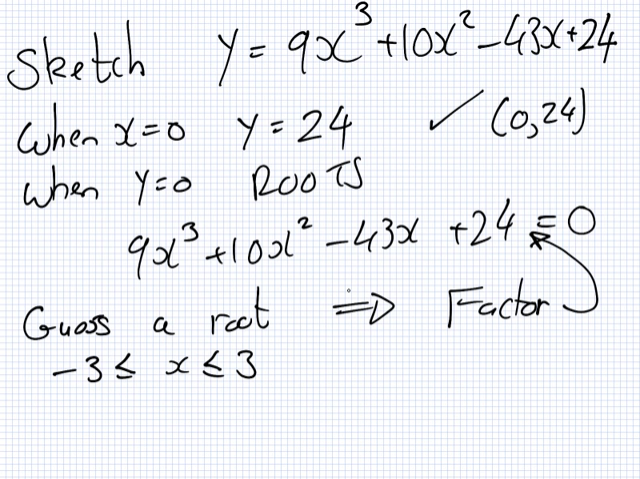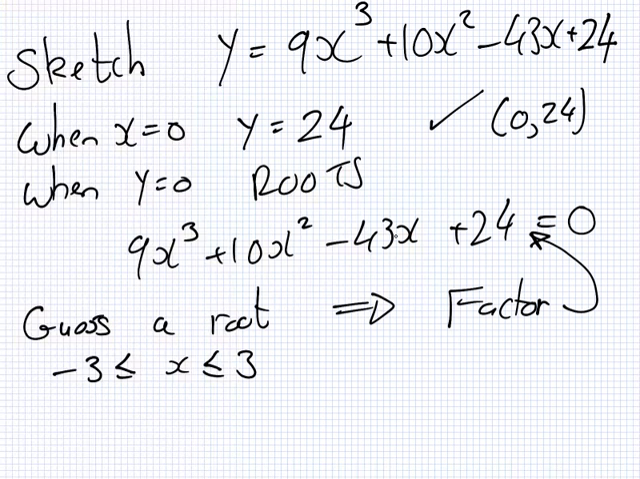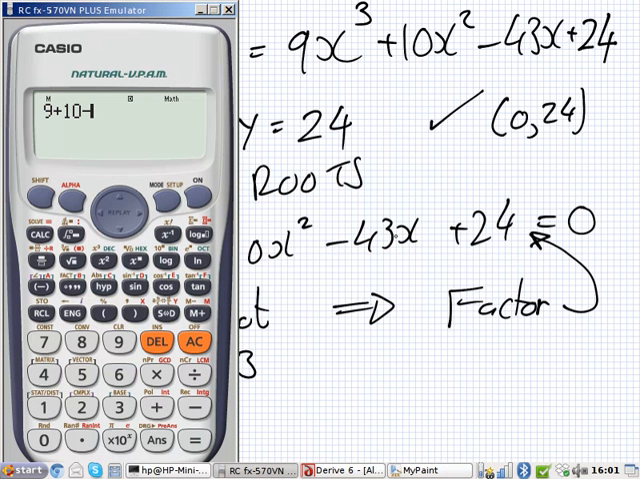I put in 1. Let's see what happens if I put in 1. So I have 9 plus 10 is 19. 19 plus 24. So 19 and 24. Is that 43? Is it going to work for 1? Let's check on our calculators. 9 plus 10 minus 43 plus 24. Yeah, 0.